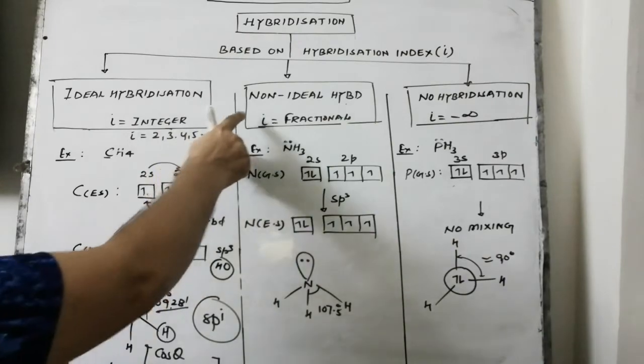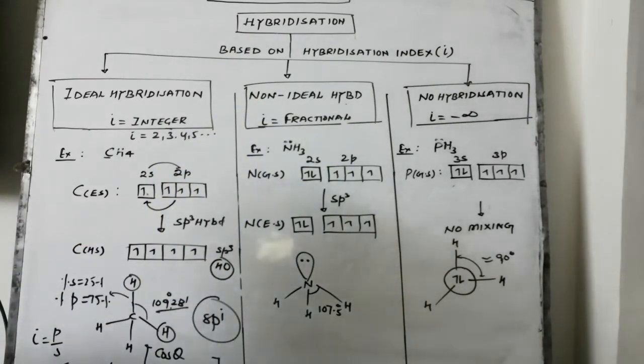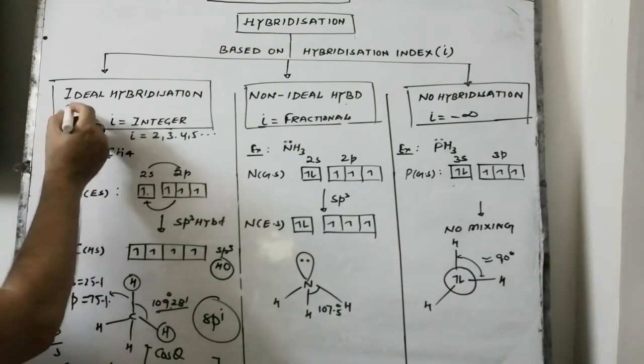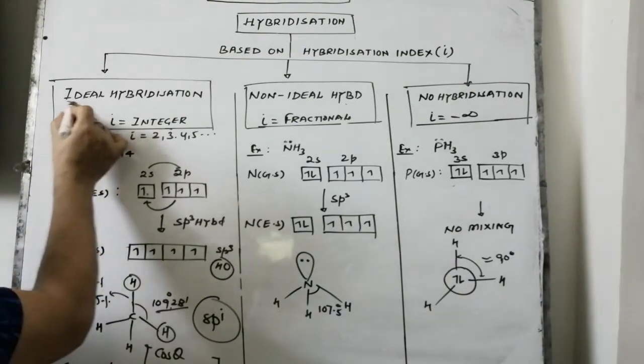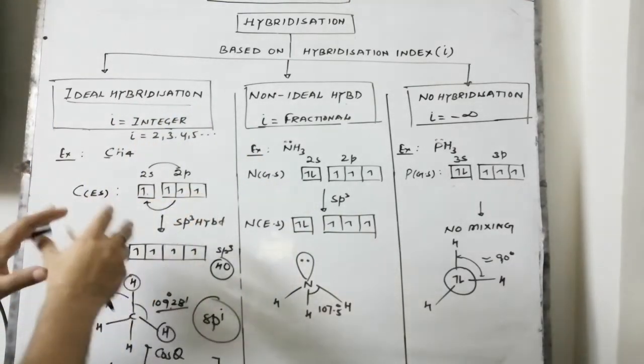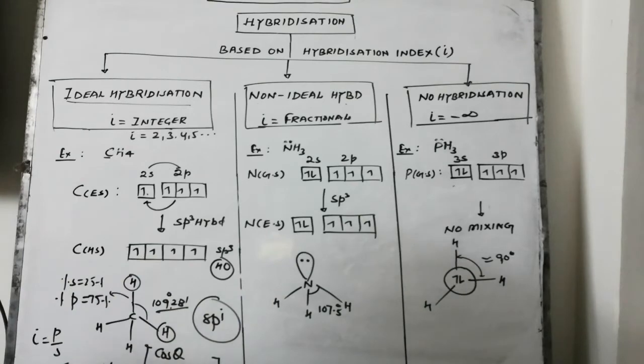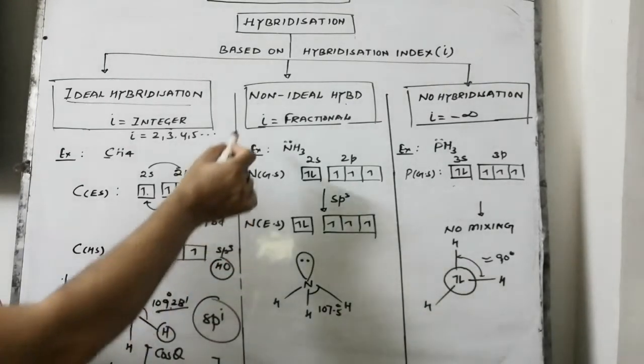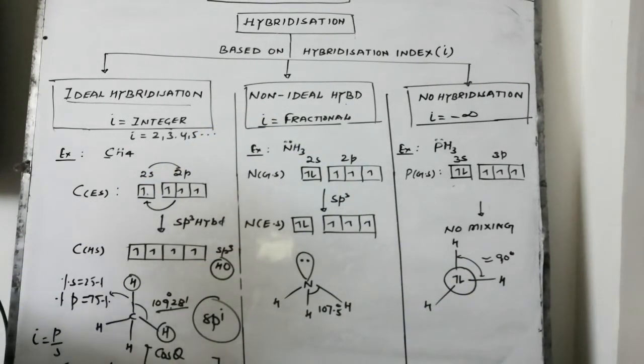Now let's proceed to the next case. Here the value of i came out to be exactly 3, that is an integral value. That's why it is the case of ideal hybridization, and there happens a very fantastic intermixing of the atomic orbitals in this case. Let us go to the non-ideal hybridizations.